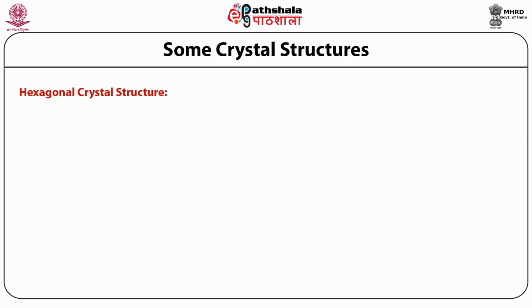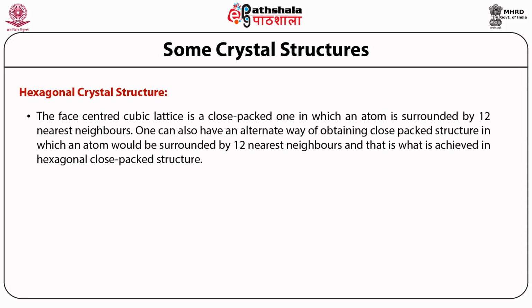Hexagonal crystal structure. The face-centered cubic lattice is a close-packed one in which an atom is surrounded by 12 nearest neighbors. One can also have an alternate way of obtaining a close-packed structure in which an atom would be surrounded by 12 nearest neighbors, and that is what is achieved in the hexagonal close-packed structure.